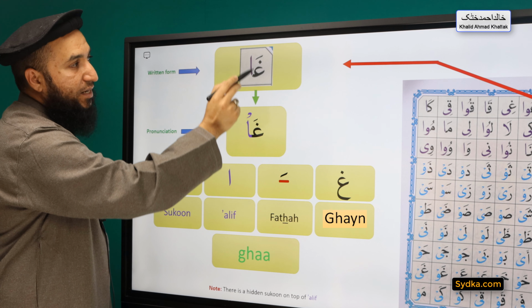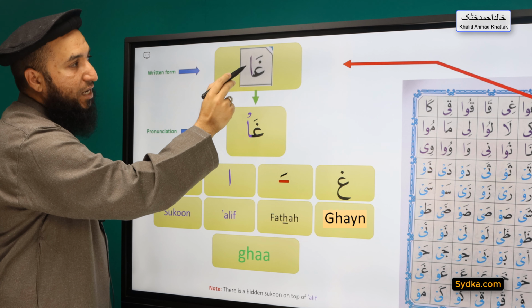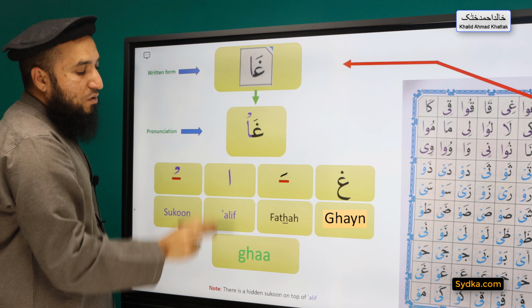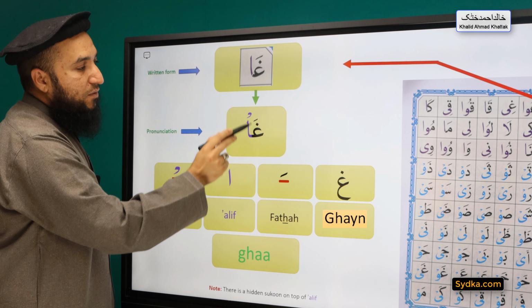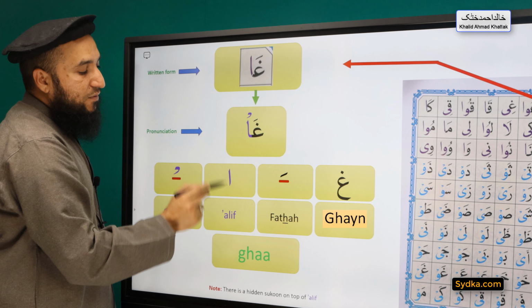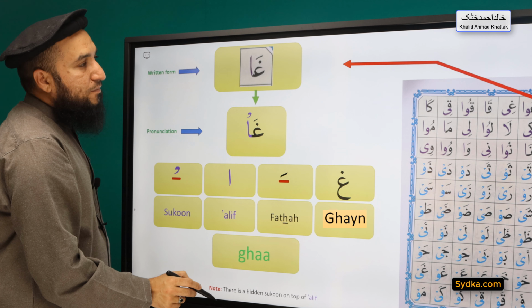The next syllable we have is Ghain Fatha Alif Sukoon. Ghain is a heavy letter, it has Fatha on top of it, it is followed by Alif, and this Alif has hidden Sukoon. Ghain Fatha Alif Sukoon, Gha.